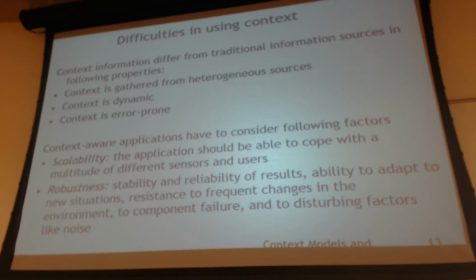Now, apart from the context information, there are other problems. So context-aware applications have to be scalable, and they have to be robust. So what is scalability? What is robustness? Scalable means the application should be able to cope with a multitude of different sensors and users. Your application is not going to be used by a single user. It might be used by 50 different users or maybe 100,000 different users. So whatever applications you run has to be scalable, which means that it has to be very easy to add a user to your application.